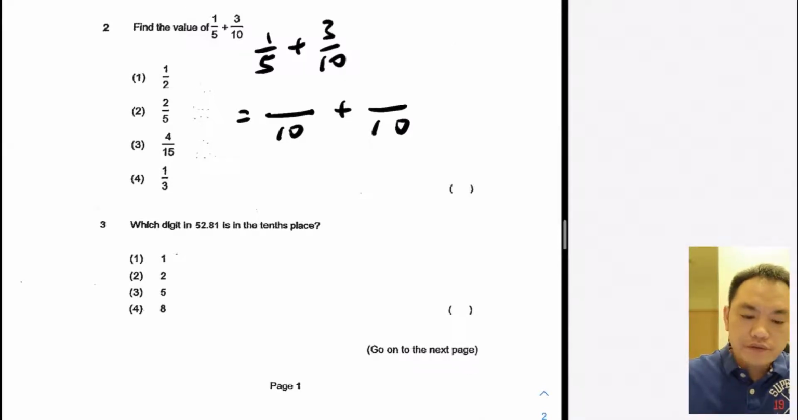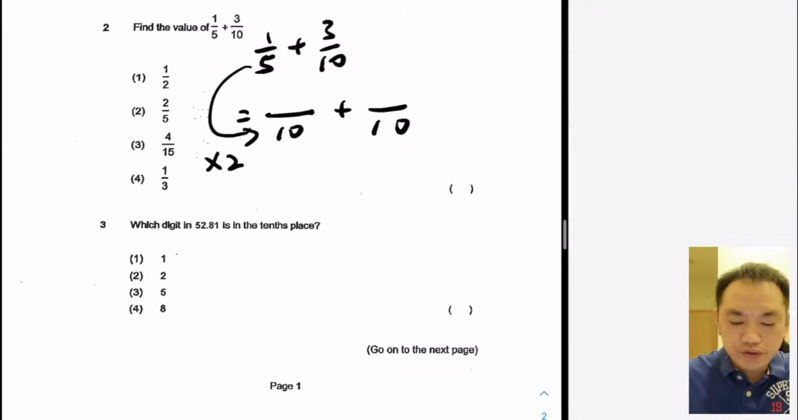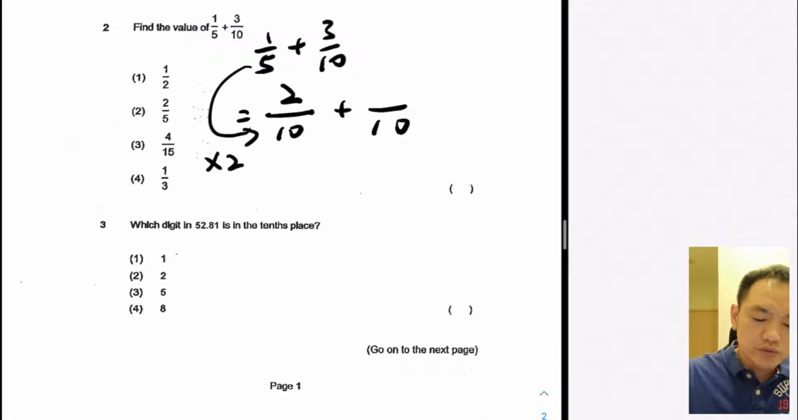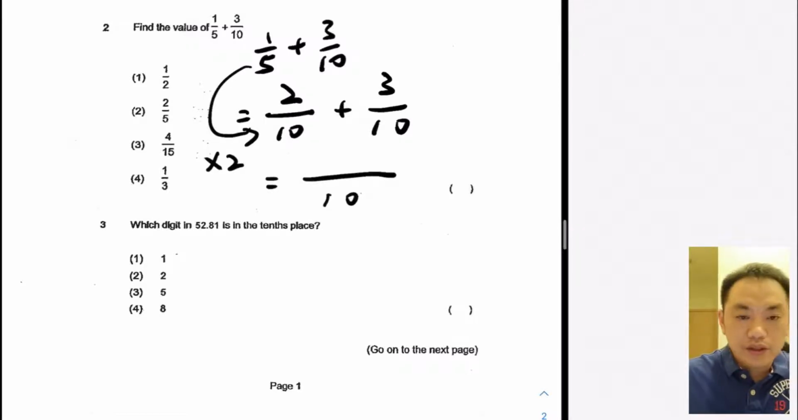So from 5 to 10, you need to times 2. Whatever you do to the bottom, you do the same to the top. So 1 times 2 equals 2. And then 3 out of 10, you don't need to do anything, so just leave it as is. And then the next step is you just add the top together. So 2 plus 3 equals 5.